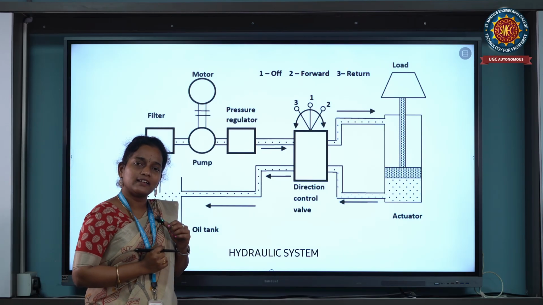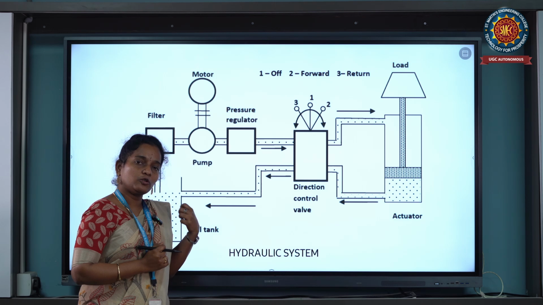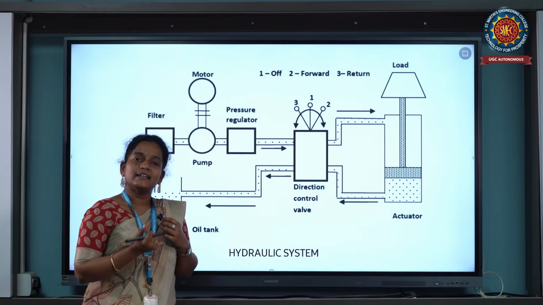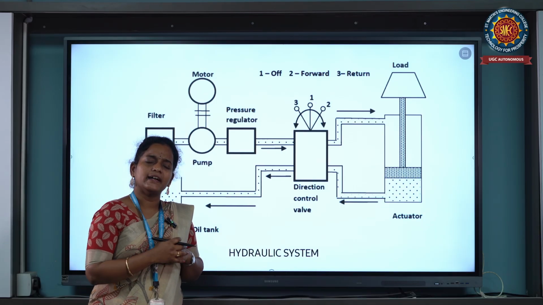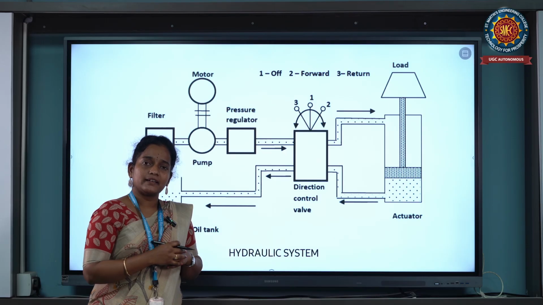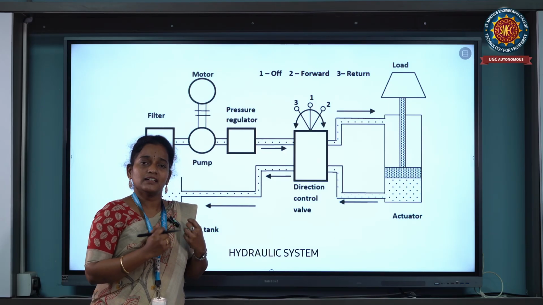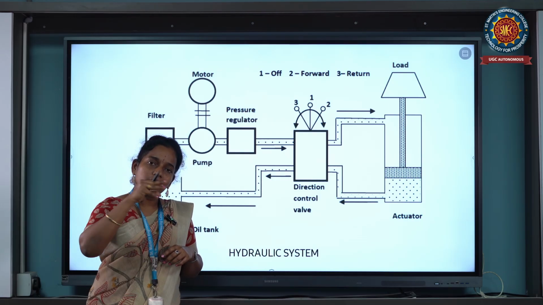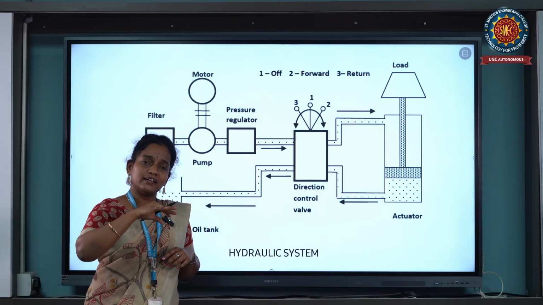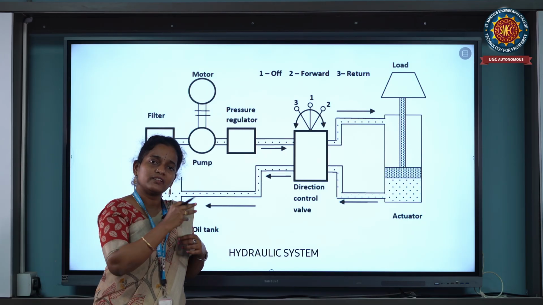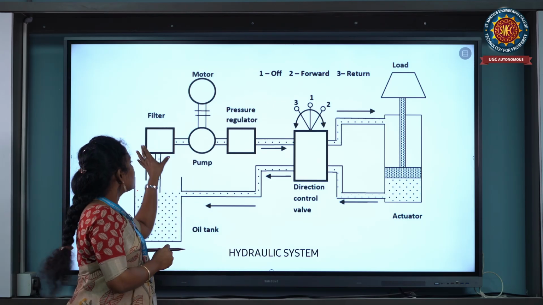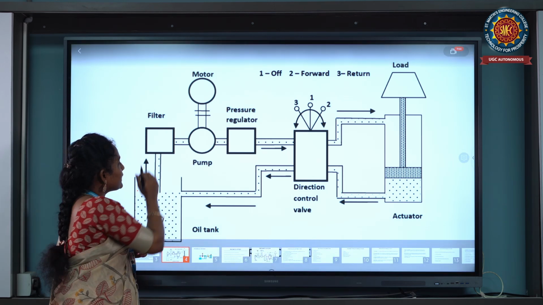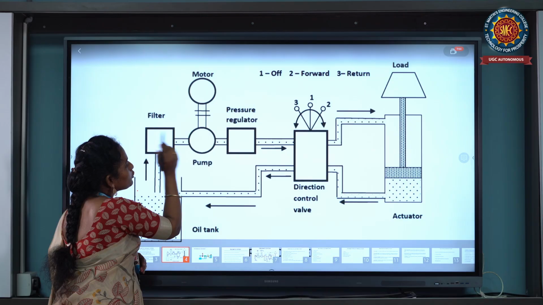So what is the reason for the filter here? Because it removes any dust particles, any air bubbles, and anything remaining like an uncondensed stream. By using a filter we remove all the uncondensable stream and dust particles; those are removed by the filter only. That is the use of the filter. Clear? After filtration of the oil, it is directly sent to the pump.